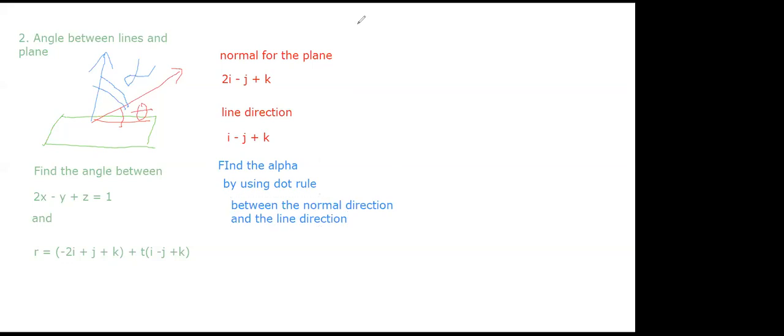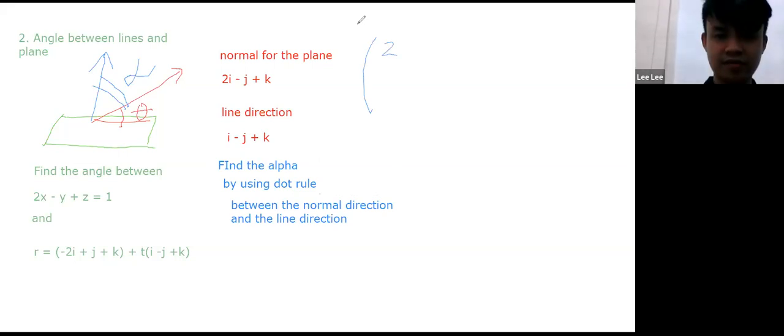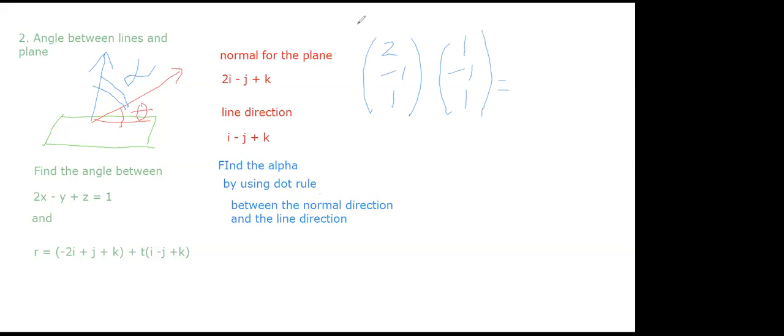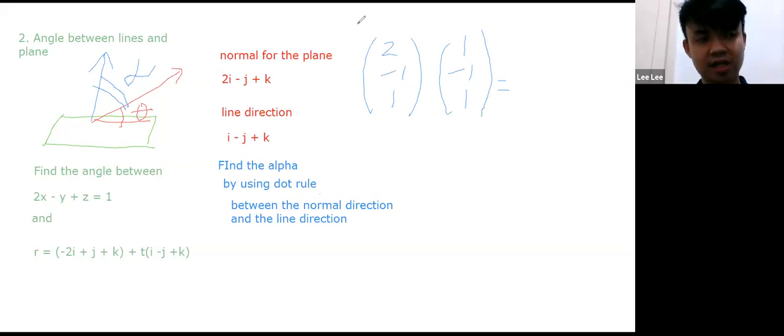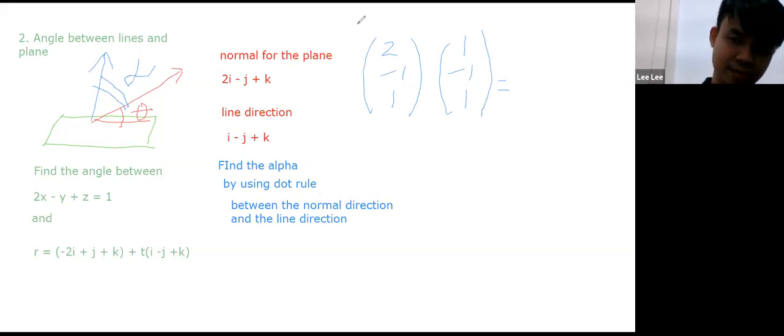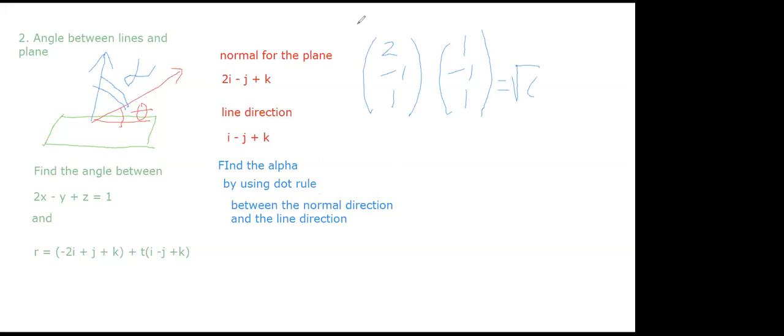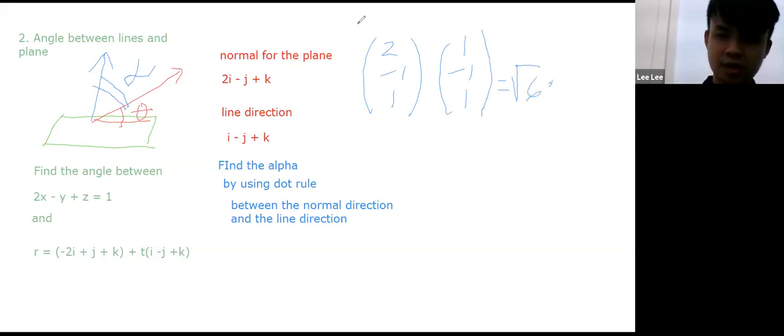So now you have (2, -1, 1) dot (1, -1, 1) equals to the lengths multiplied, right? So the length is, in this case, square root of 2 squared plus 1 squared plus 1 squared, so root 6, times root 3, times cos alpha.